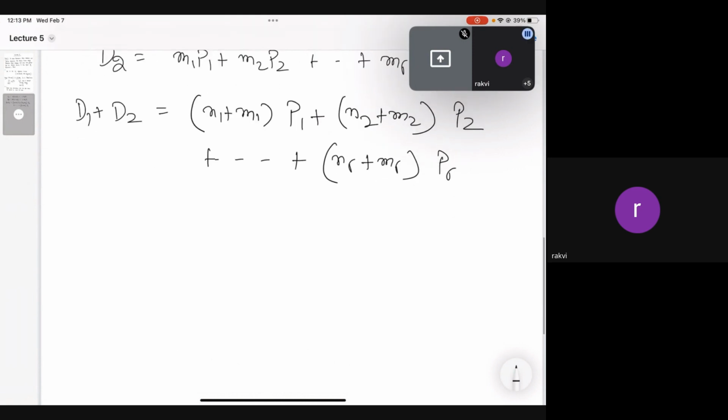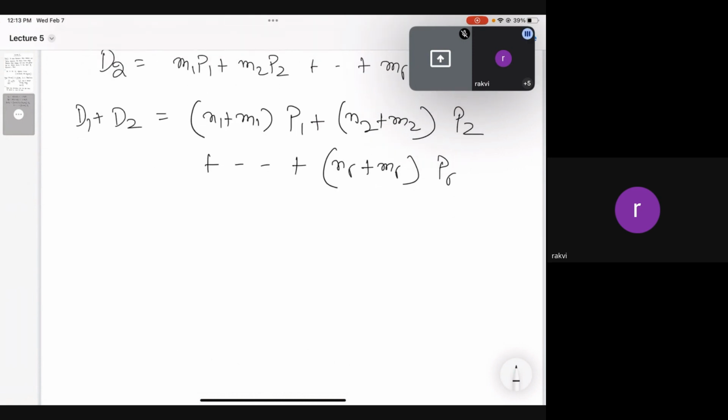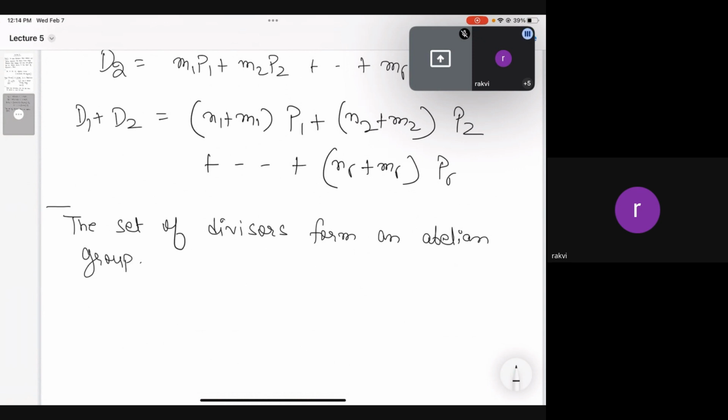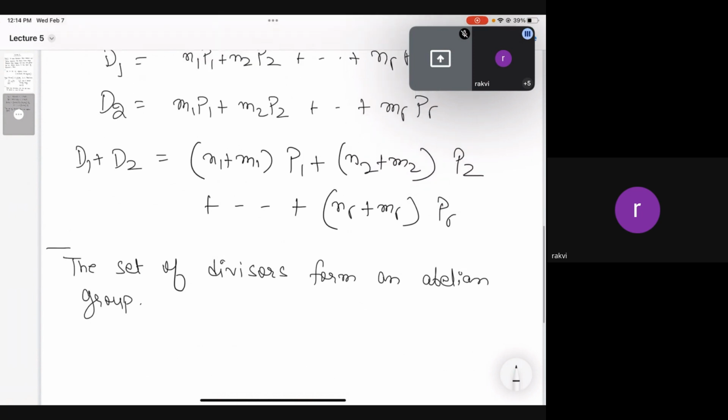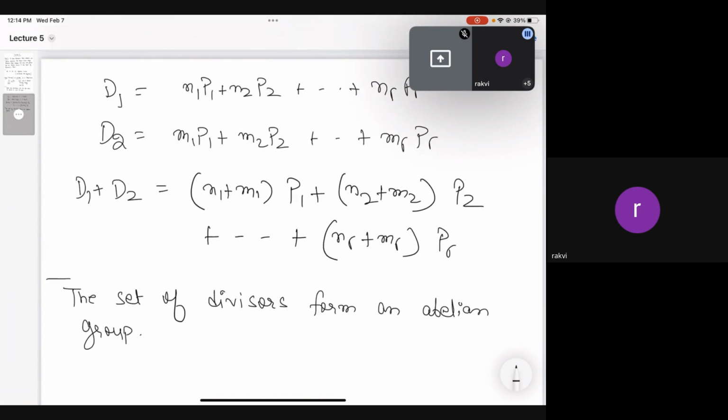So if we take the set of all possible divisors with this operation, the set of divisors forms an abelian group. Now, just to quickly recall what a group is: we have a set, which is the set of all divisors, and a binary operation, which in this case is addition, this formal addition.